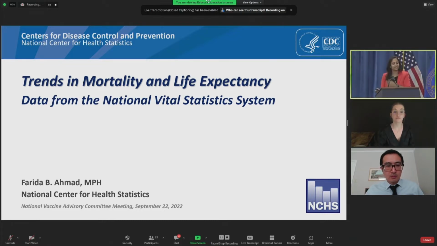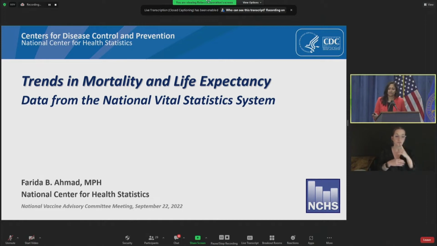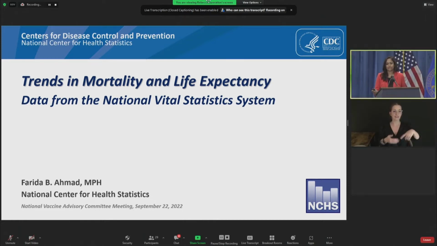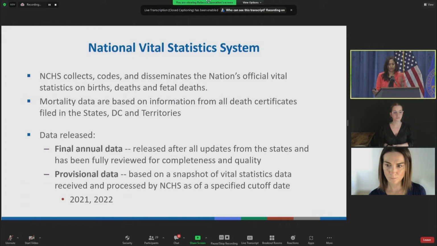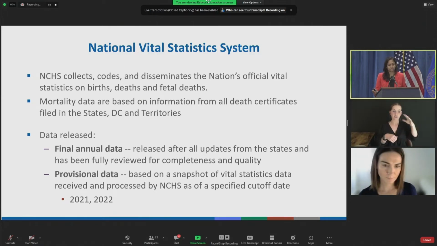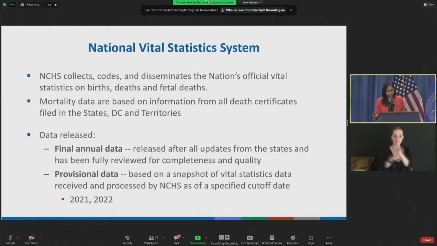Good afternoon. Today I'll be talking about trends in mortality and life expectancy using data from the National Vital Statistics System. So I'll start off with a little bit of background about NVSS. The National Center for Health Statistics collects, codes, and disseminates the nation's official vital statistics, including births, deaths, and fetal deaths. Mortality data are based on information from all death certificates filed in the states, DC, and territories.